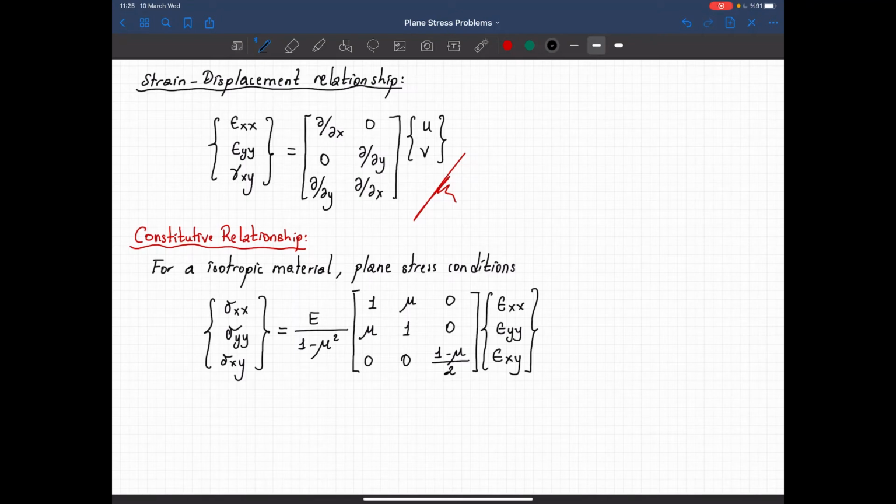and this is usually shown as stress is equal to the constitutive relationship, or the material matrix, multiplied by the strains, and that E is called the constitutive relationship matrix.